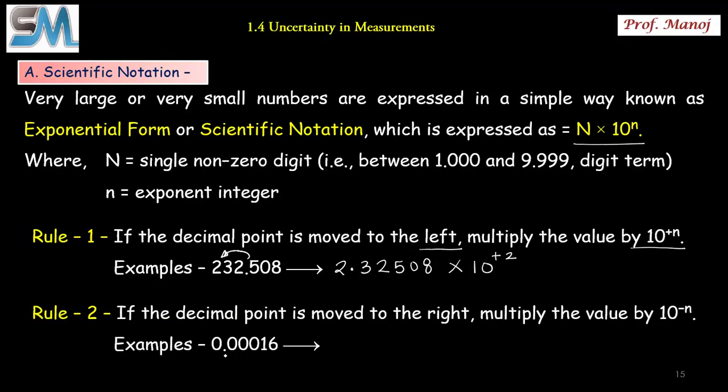Suppose we want to shift the decimal point on the right hand side. So I want to express the number as 1.6. I am shifting it how many places? 1, 2, 3 and 4. So this becomes 10 raised to minus 4.